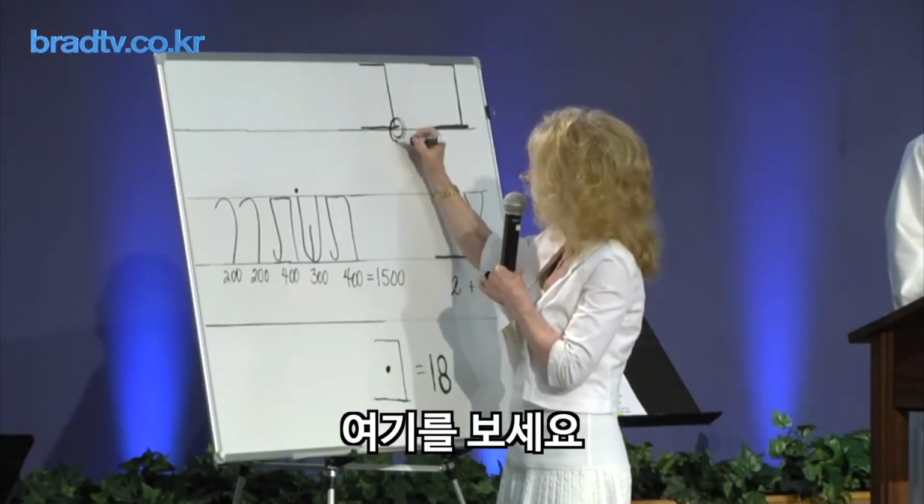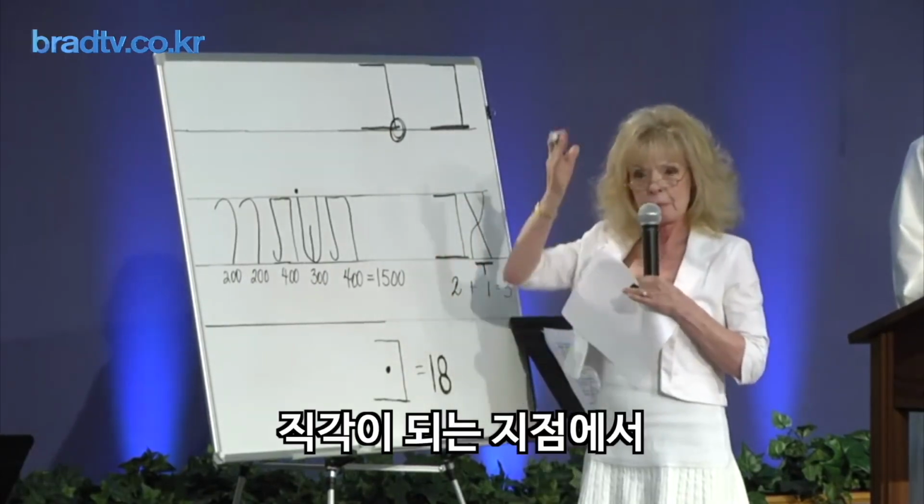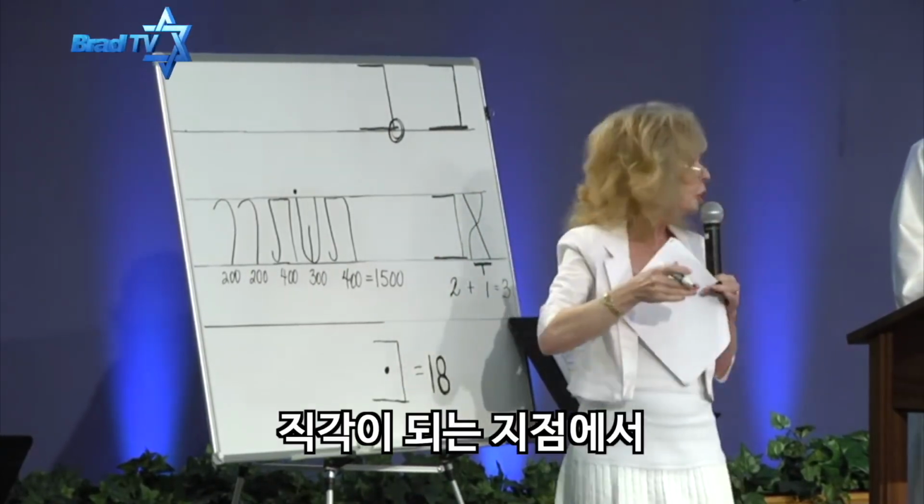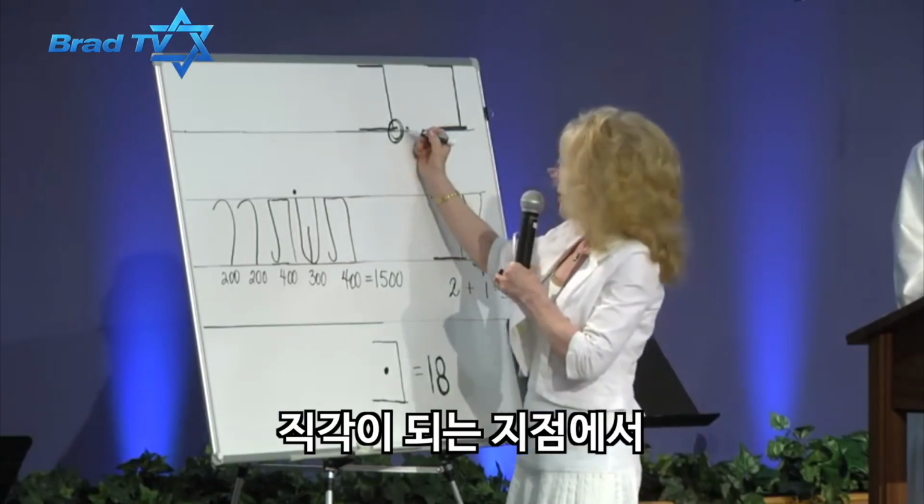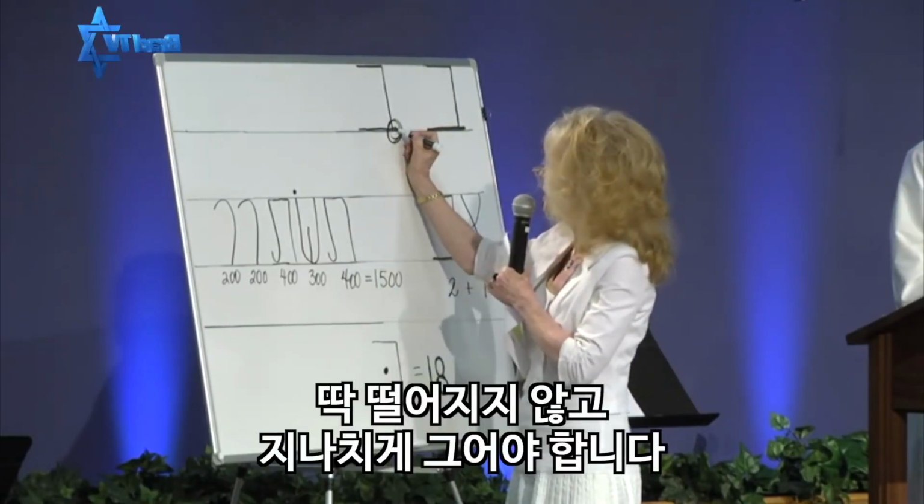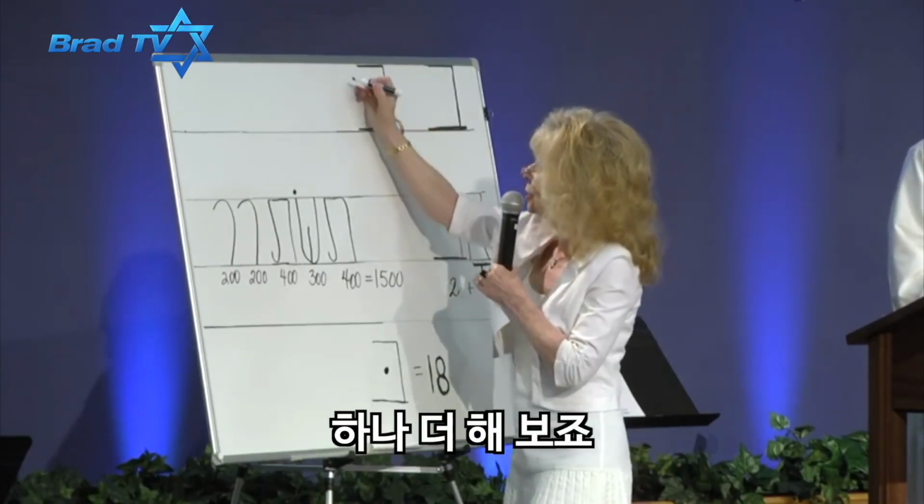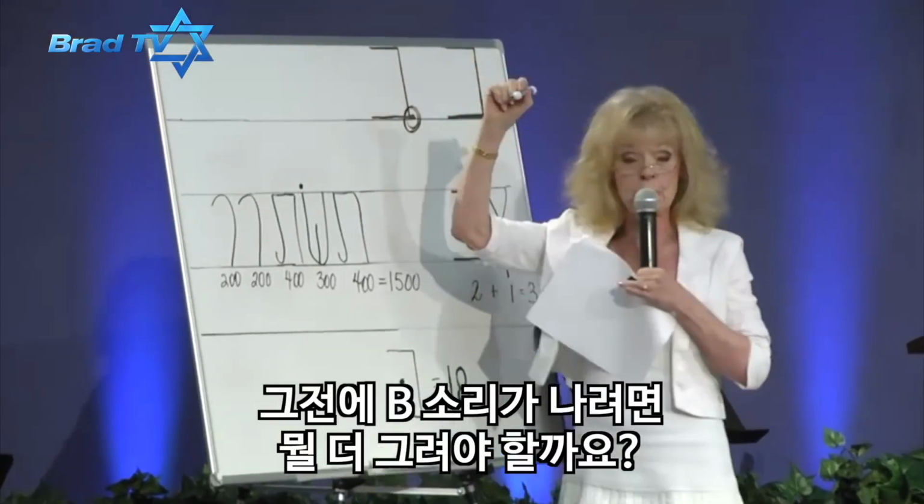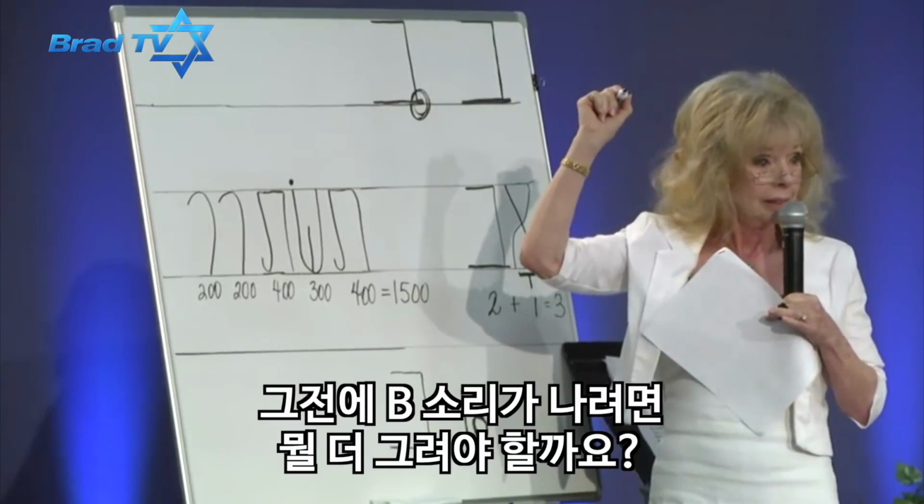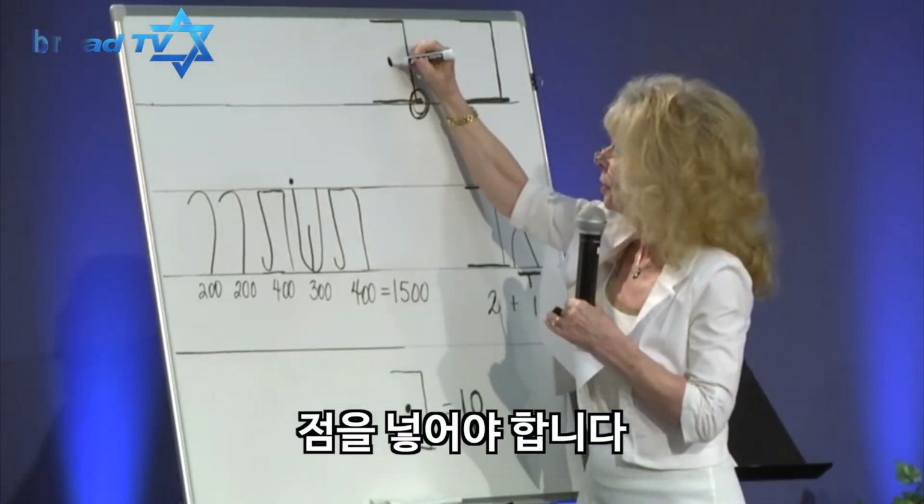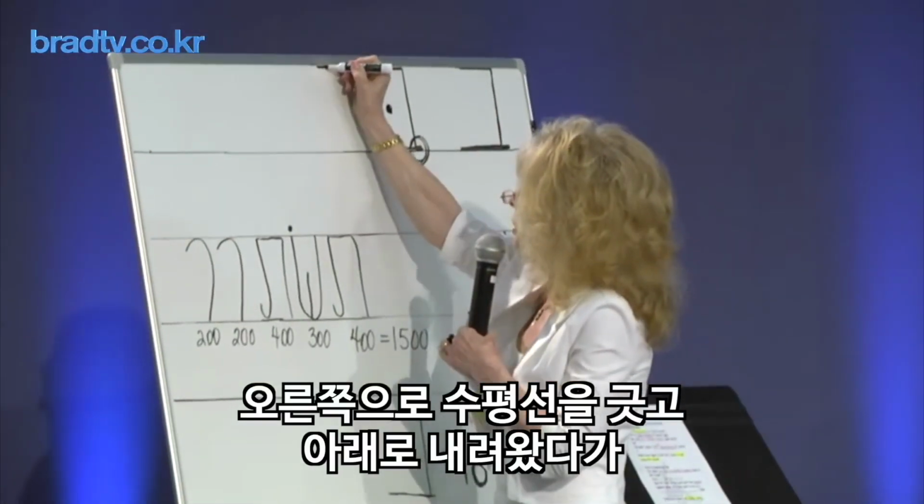So see this here? That's not perfectly, what do you call that? Perpendicular? Horizontal. It's going past that vertical line, okay? Let's do one more. And what are you going to put in the middle if it's going to say B? You've got to put the dot. Okay. So let's do the next one.